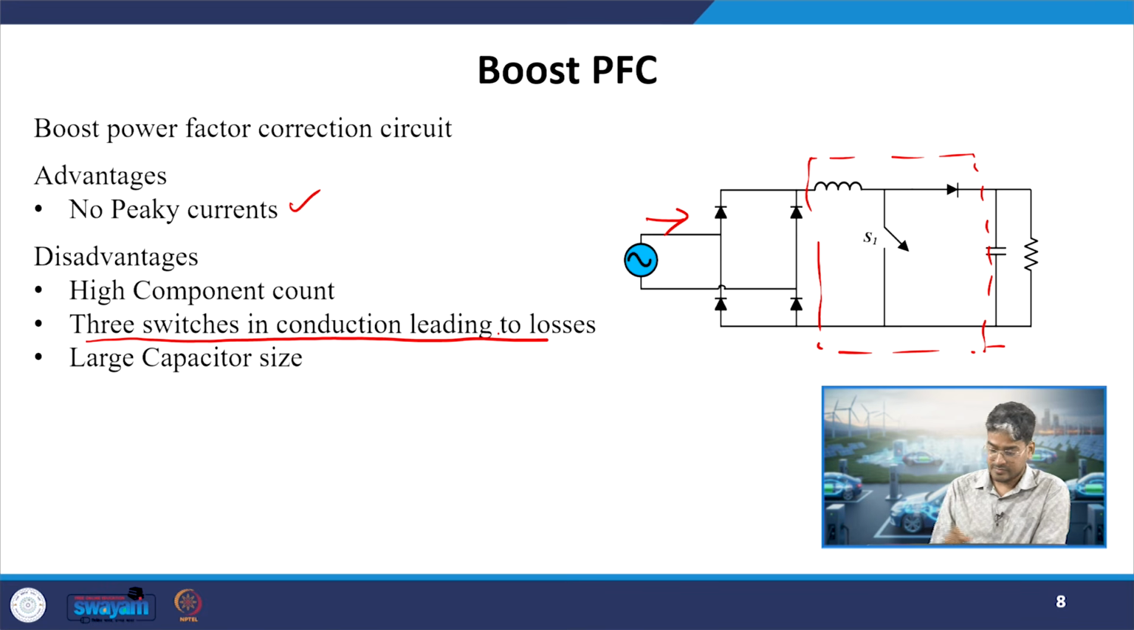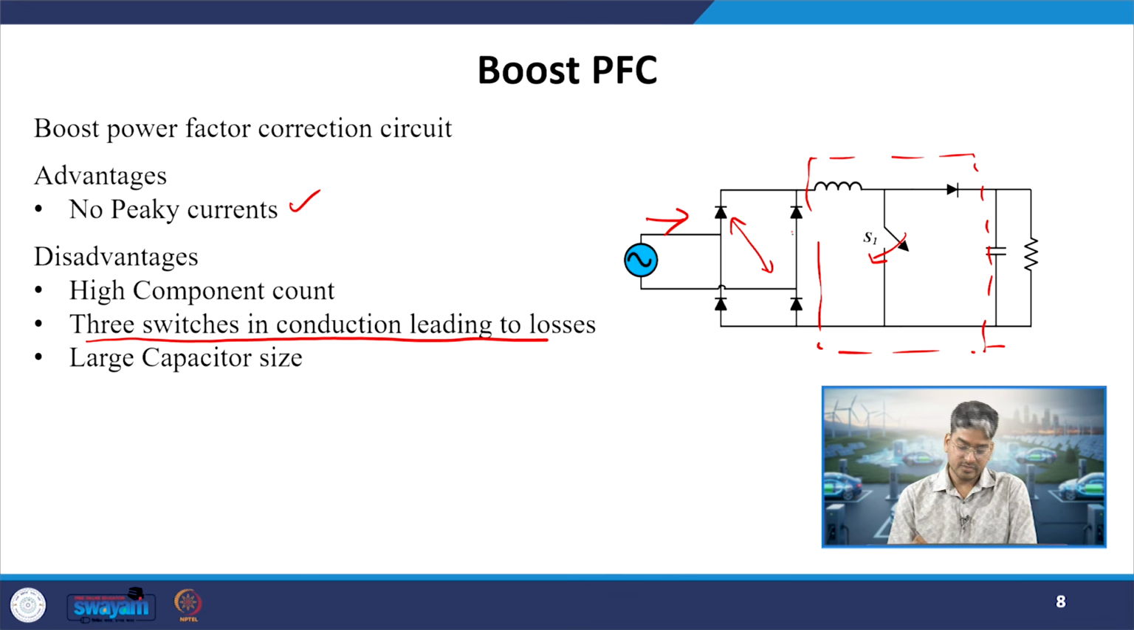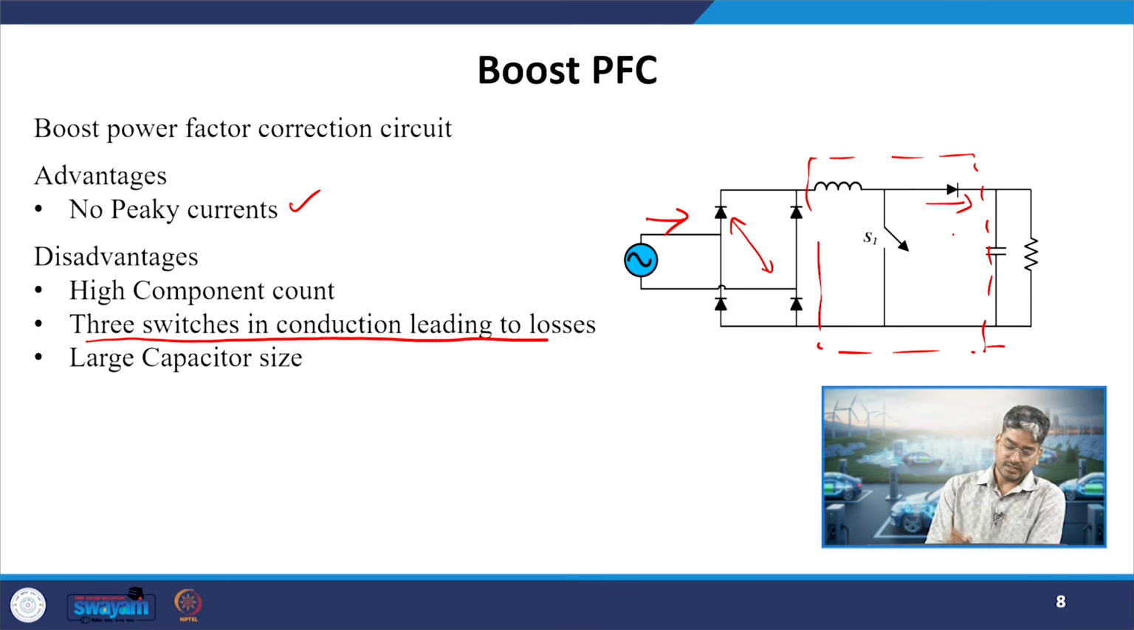What is the meaning of that? In any state, whether the switch is on or off, whether we are in the positive half or in the negative half of the cycle, we observe that 2 diodes will be in the conduction path. Suppose we are in the positive half, so these 2 diodes will be in the conduction path, and when the switch is on, 2 diodes and 1 switch will be conducting. When S1 is off, 2 diodes and the output diode will be conducting. So, always 3 devices are in the conduction path, 2 diodes plus 1 switch or 3 diodes.